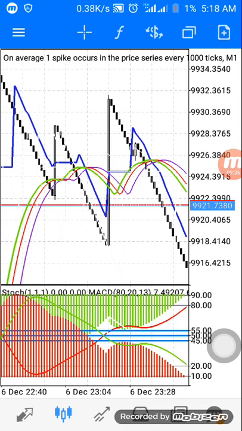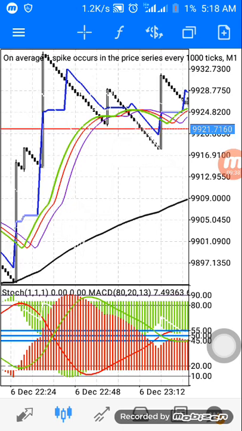what you have to do at that point is check the higher time frame. We are on the 1 minute time frame right now, so for you to know the market trend, check the higher time frame and see if you are to hold the market or you are to exit the market. Let's check the 5 minute time frame first.